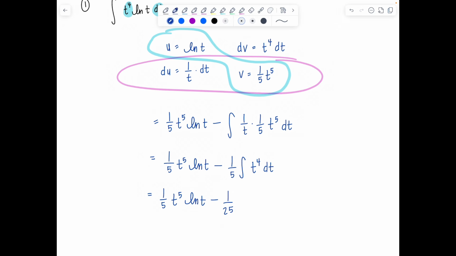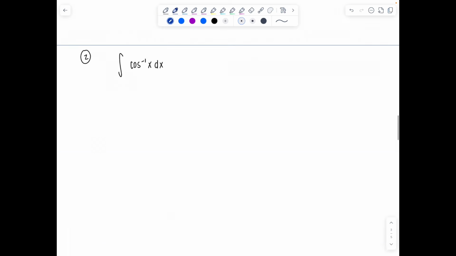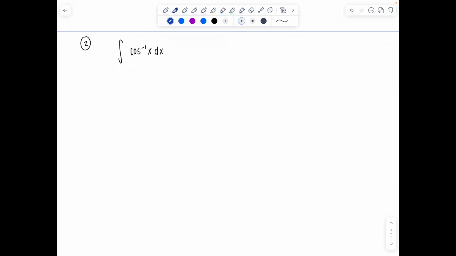So this is 1 over 25, t to the 5th, plus c. Box it with pride and just move on. Good? Okay, let's look at another example, a little spicier. We don't do baby examples all day and night over here on Math with Professor V. Oh no, we get you ready for your exams.